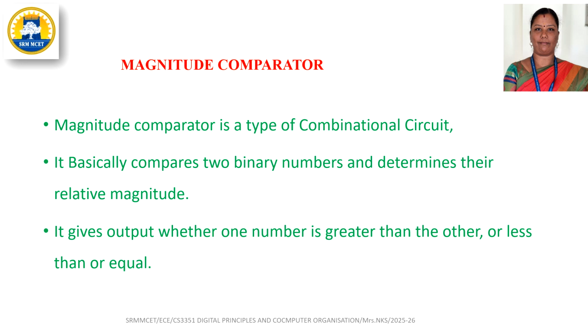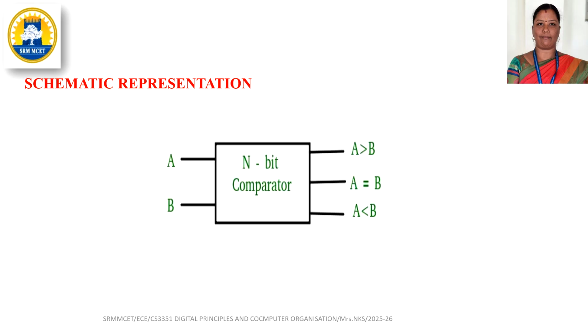The comparator will have two inputs and three outputs. Let's see the schematic. This is a schematic representation of an n-bit comparator. Here we have two inputs A and B, each with n number of bits, and three outputs: A greater than B, A equal to B, and A less than B. If the inputs have 1 bit each, it is called a 1-bit comparator. If it has 2 bits each, it is called a 2-bit comparator.